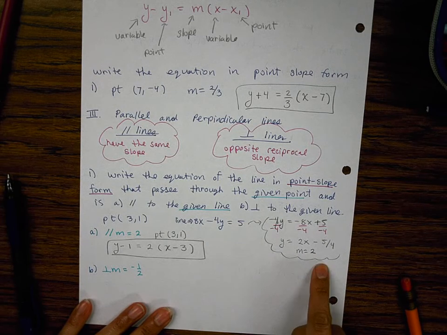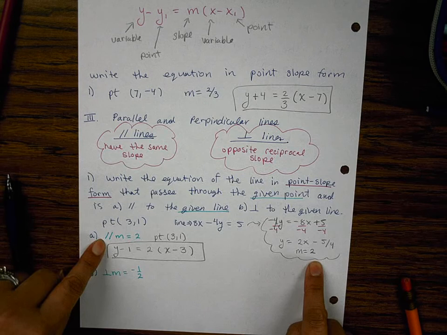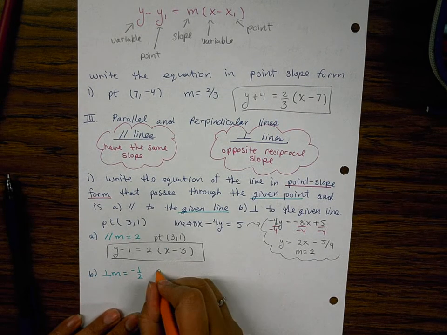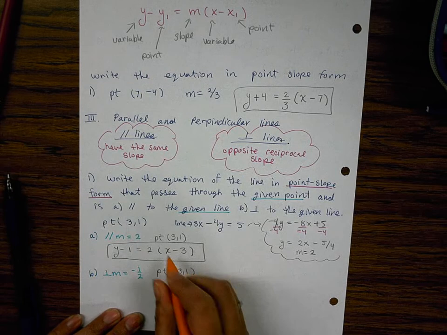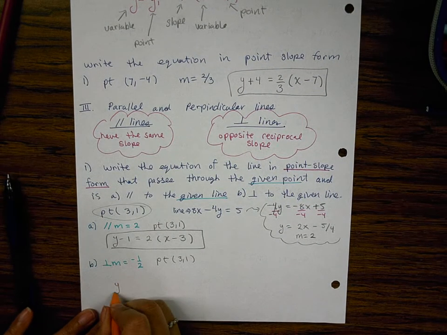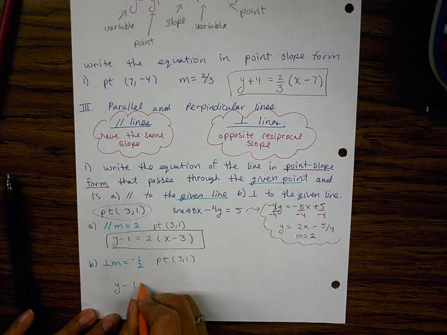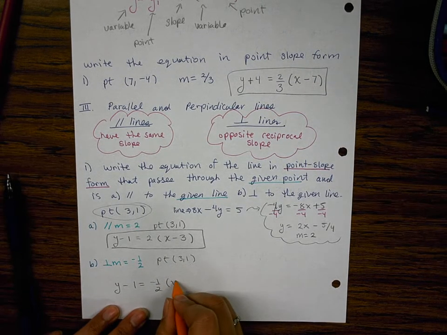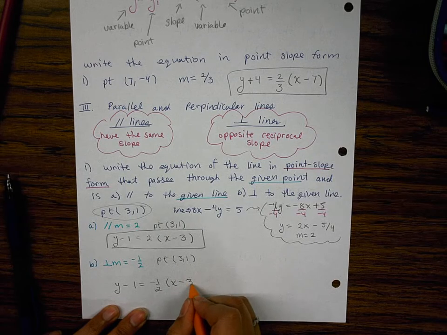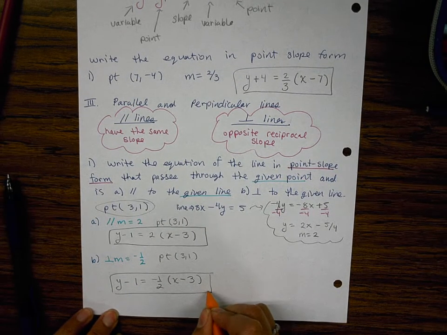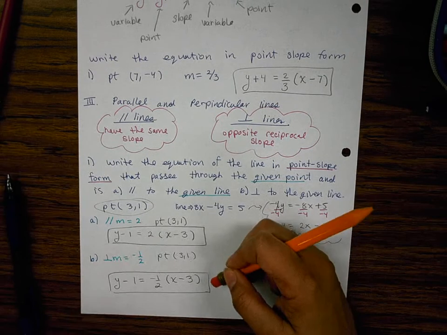Original slope was 2, and they didn't give that to me. I had to get it into y equals mx plus b form. Original slope is 2. Parallel slope would be 2. Perpendicular slope would be negative 1/2, and I'm still using the same point because that's the given point they gave to us. Y minus y1, which is 1, equals the slope negative 1/2, parentheses, x minus the x value, which is 3. That's it, you're done. No extra work needed.